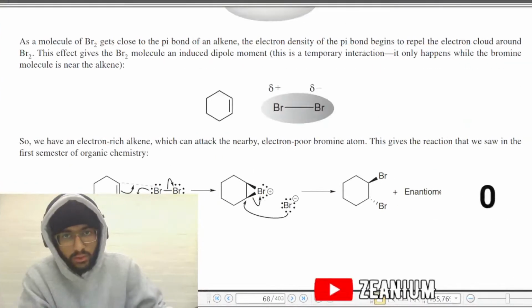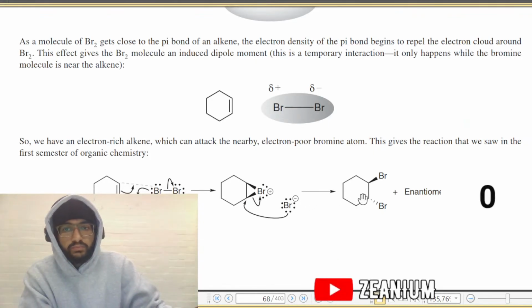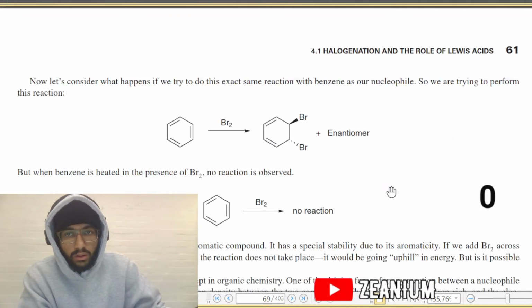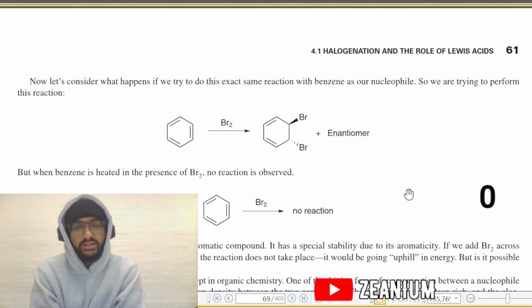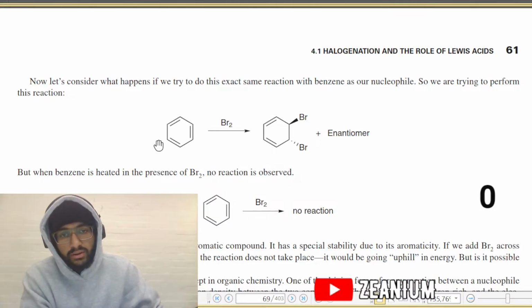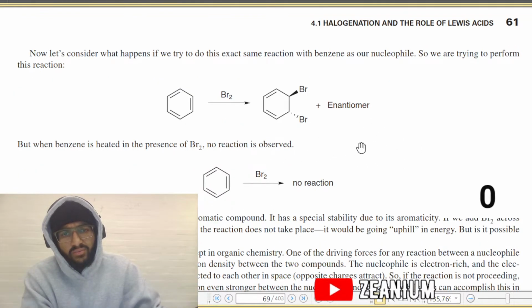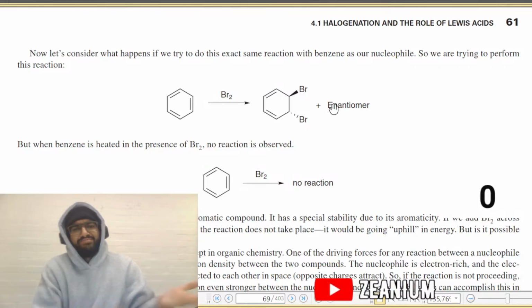Okay, now let's consider what happens if we try to do this exact same reaction with benzene as a nucleophile. So we're trying to perform this reaction. We have benzene here and bromine that reacts with benzene, which becomes this. But when we add bromine to benzene, there is no reaction. So how the hell can this even be a thing?